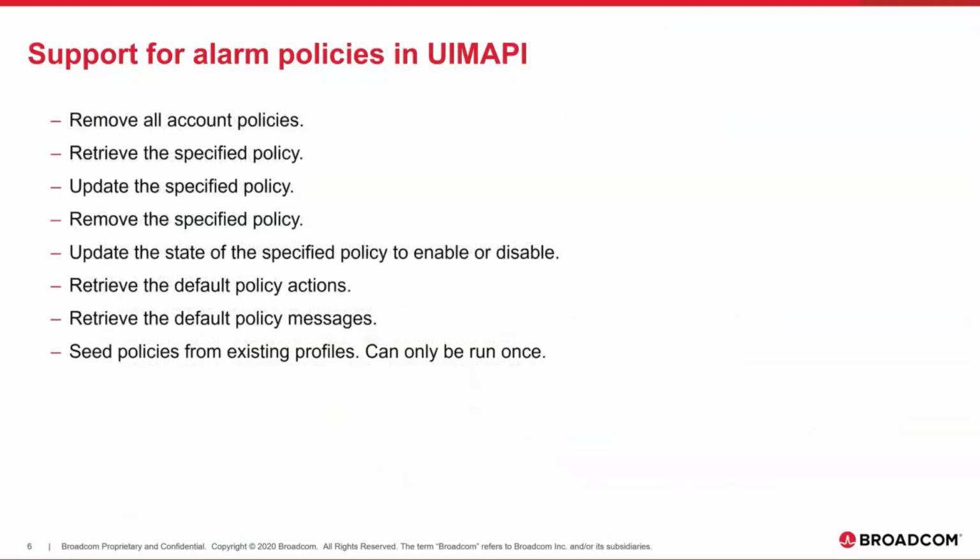Here are other alarm policy related APIs in the UIM API. An account user can delete all the account policies under his account. A particular policy can be retrieved by specifying the policy ID, and it can also be updated and removed. And the state of a particular policy can also be changed to enable or disable it. The default actions and messages can be retrieved using these APIs. The other API is used to seed policies from the existing profiles.